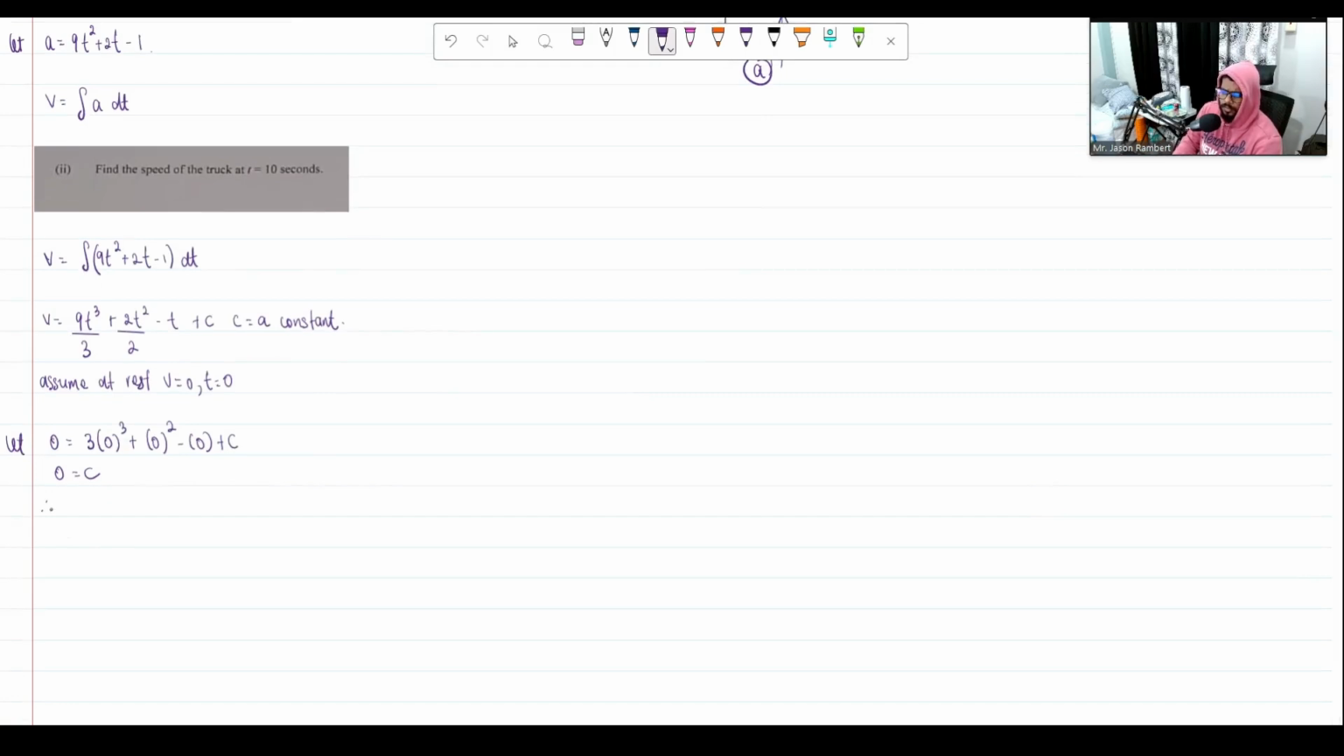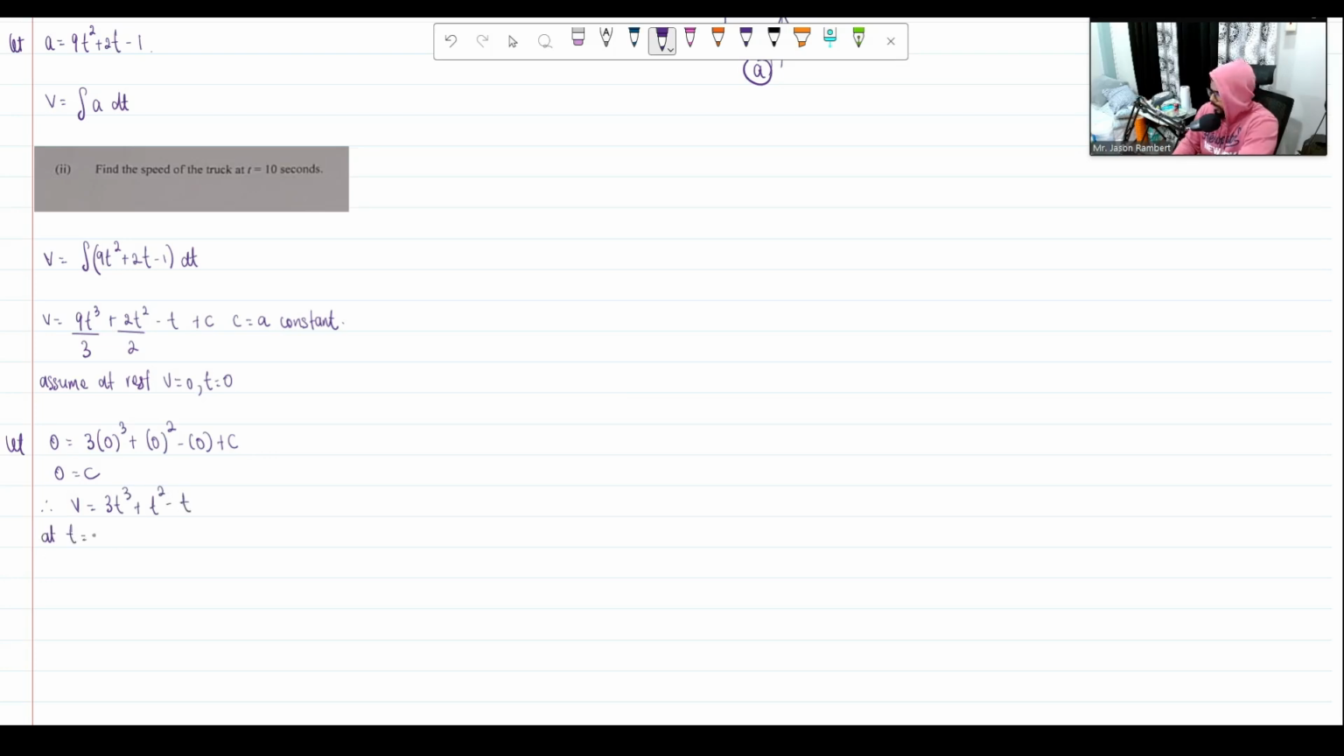So therefore, if the question does not give us information, we have to assume in order to calculate these things. If they didn't give us a specific velocity at a specific time, we have to assume that v is 0 when t is 0. Same thing goes for acceleration. Same thing goes for displacement. So therefore, v is equal to 3t cubed plus t squared minus t.